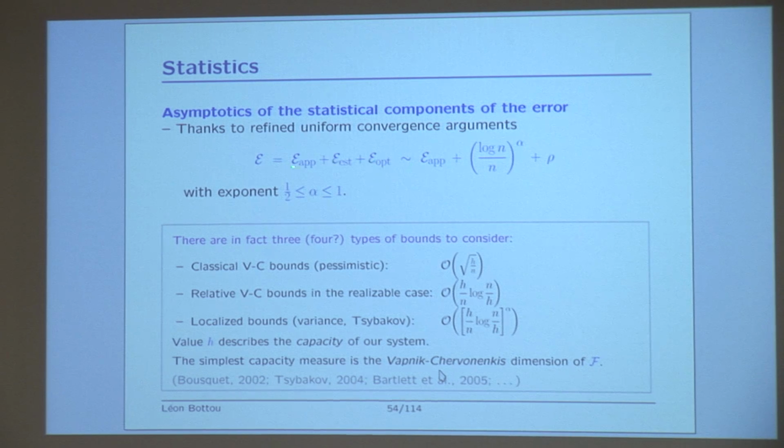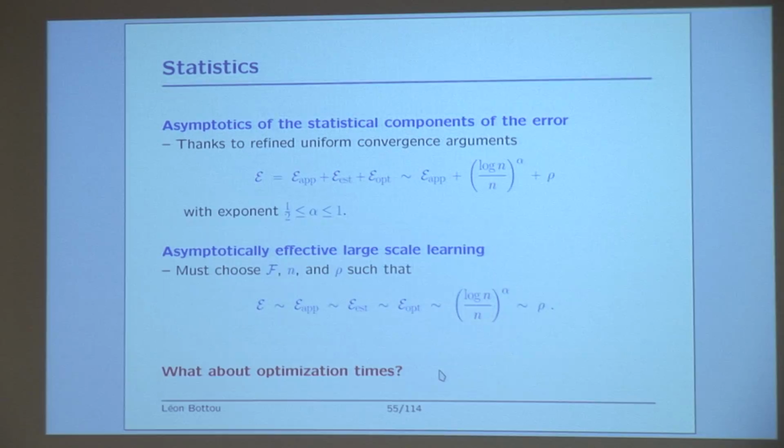Now, since we said that all these three should be asymptotically equivalent and decrease at the same speed, that means that they should all be equal to (log n over n) to the alpha and the same as rho, because there is no reason to make the accuracy much more than this term. And there is no reason to make this term much more than the accuracy. So we get this massive equivalence that represents the sweet spot. Now the question is about the optimization times.